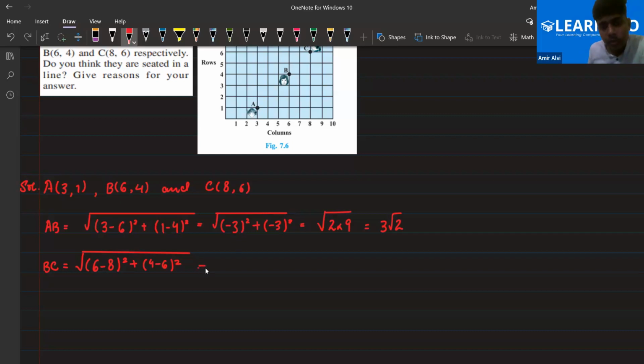That's great. Okay, it is equal to under root of 6 minus 2, that is 2 by negative 2. 6 minus 8 is negative 2 square, plus negative 2 square, right? So that will be under root of 4 plus 4. So it is nothing but 2 times 4.